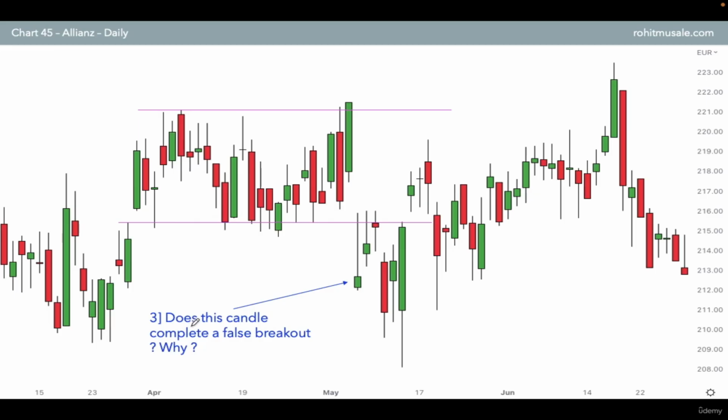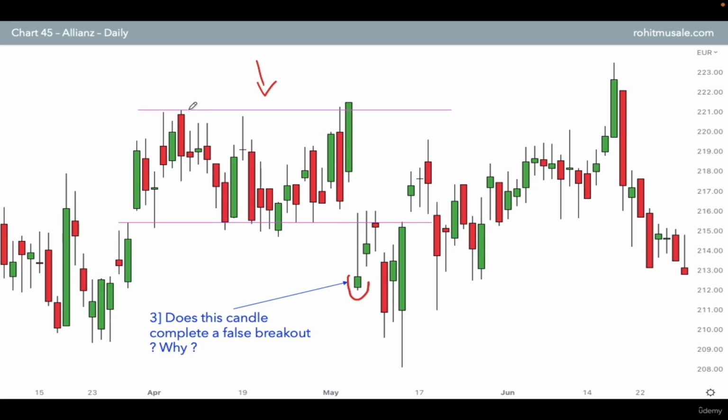Number 3, does this candle complete a false breakout and why? So if you look at this candle, people who do not have proper candlesticks knowledge will never understand why I am asking this question. But since I have taught you these concepts, I think you should be able to answer it. The answer to this question lies in what is happening here, not what is happening here. So does this candle complete a false breakout?